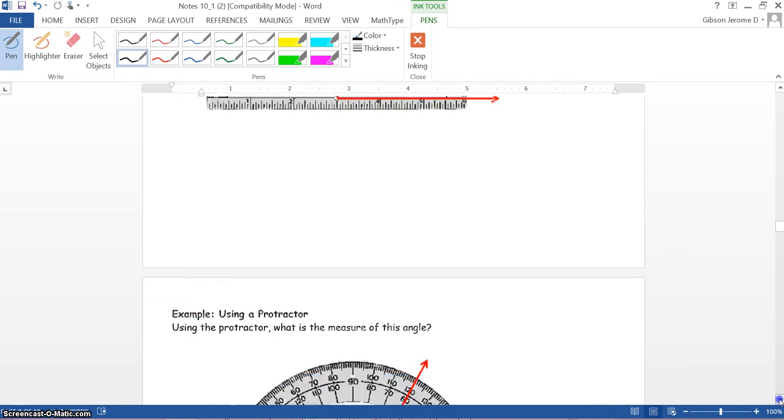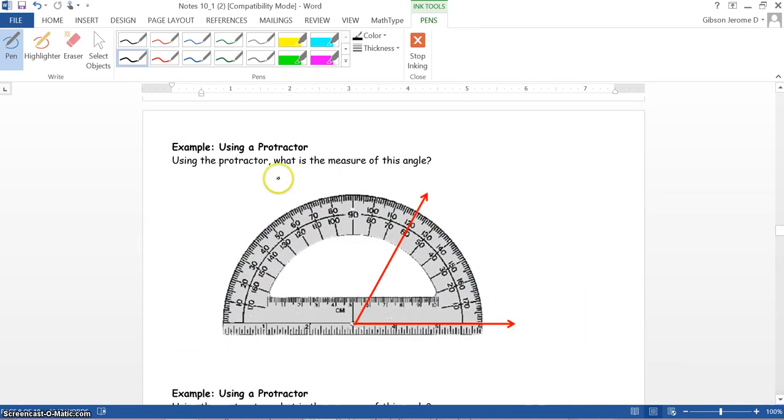Now, we scroll down here. It says examples, using a protractor. Using a protractor, what is the measure of the angle? Now we see this is acute. So we see here that this would be 60 degrees.